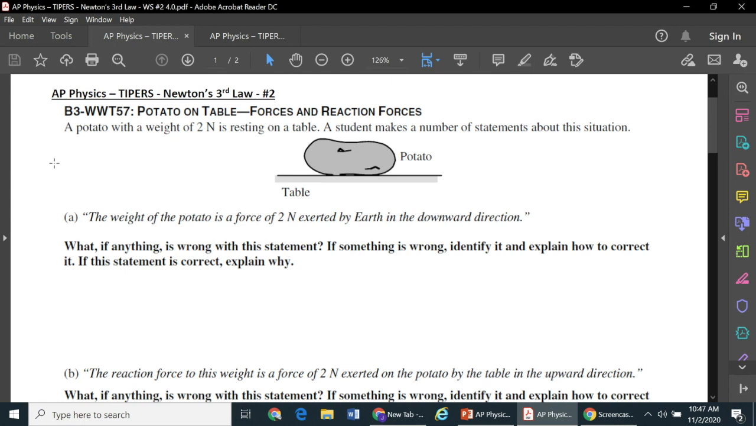A has the student saying the weight of the potato is a force of 2 newtons exerted by the earth in the downward direction. As we said when we were talking about Newton's second law, weight is a measurement of the gravitational force. And the gravitational force exerted on an object when that object is on the surface of a planet is the force exerted by the planet on the object. And it is, from every frame of reference on the surface of the Earth, in the downward direction, because the force of gravity always acts toward the center of the planet.